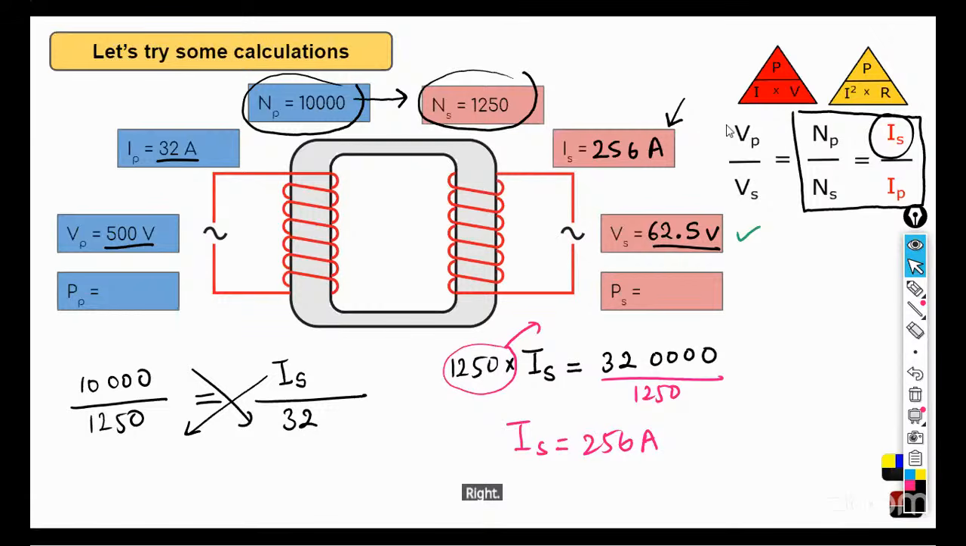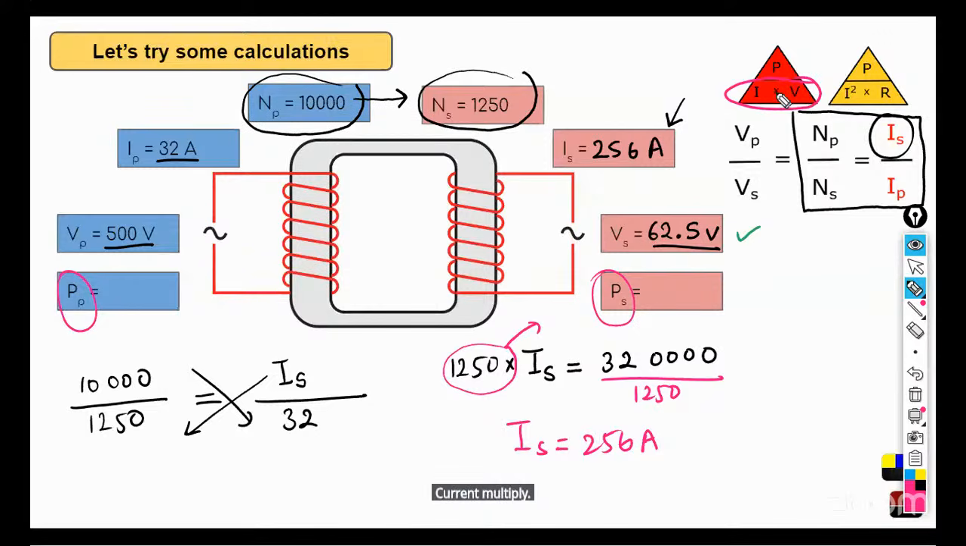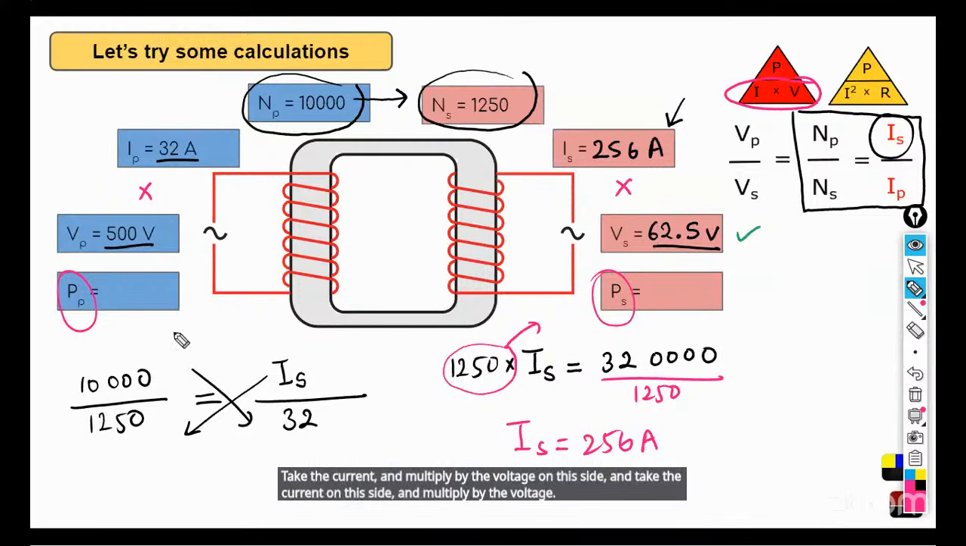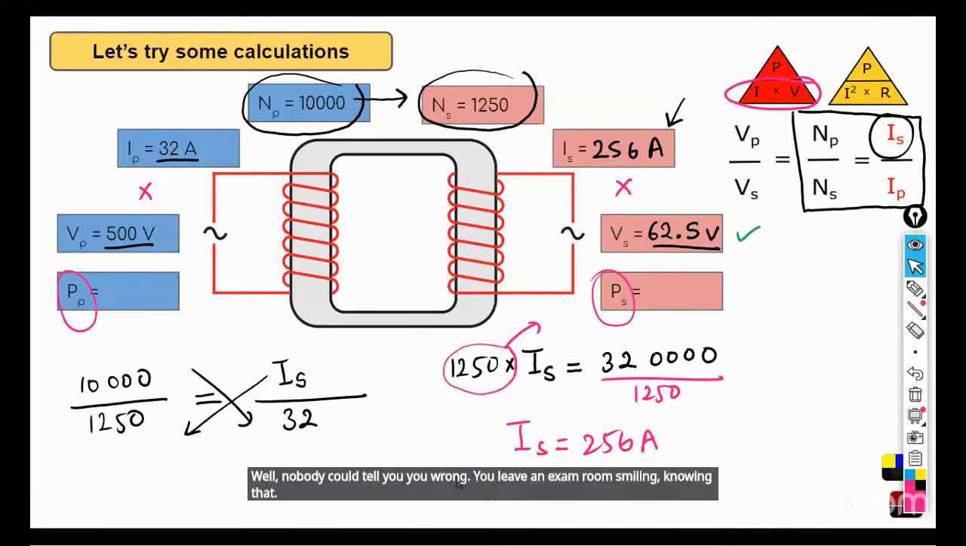Right. Now to leave class confident, well, the exam room confident, since this is a perfect transformer, let's calculate the power on the primary side and the power on the secondary side. Remember, to find power, current multiplied by voltage. Take the current and multiply by the voltage on this side, and take the current on this side and multiply by the voltage. And see if we get the same answers for both sides. And if that happens, well, nobody can tell you you're wrong. You're leaving that exam room smiling, knowing that you're 100% correct.